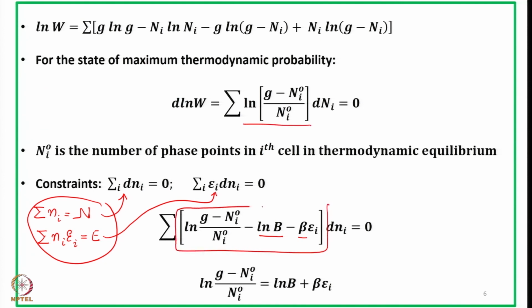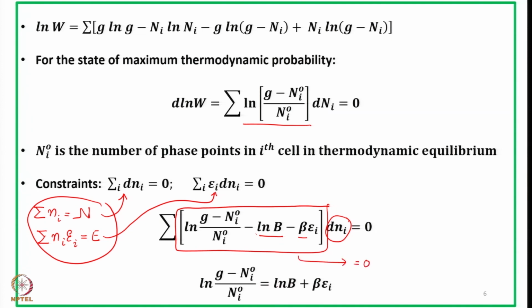One is this bracketed part, the other is the dNi part outside. Now you can treat these independently and find out for what expression of b and beta these can be treated as independent. That means you set this equal to 0. I have log of G minus Ni naught by Ni naught is equal to log b plus beta Ei if you set this entire thing equal to 0.